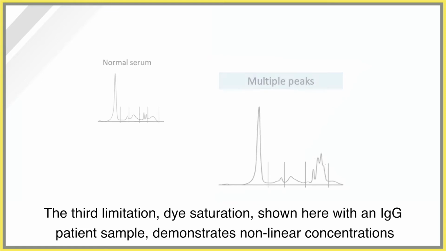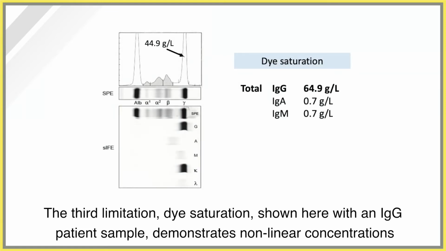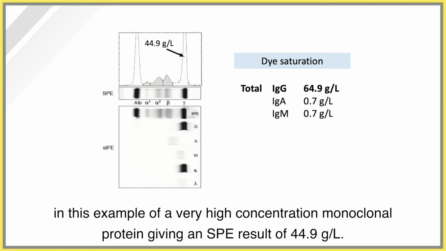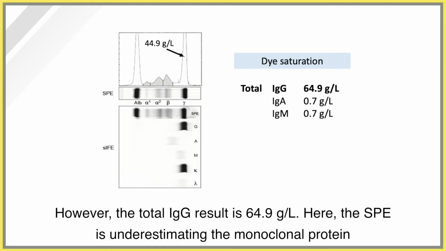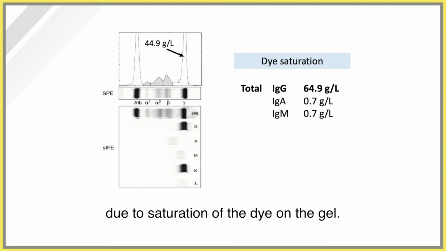The third limitation, disaturation, shown here with an IgG patient sample, demonstrates nonlinear concentration in this example of a very high concentration monoclonal protein giving an SPE result of 44.9 grams per litre. However, the total IgG result is 64.9 grams per litre. Here, the SPE is underestimating the monoclonal protein due to saturation of the dye on the gel.